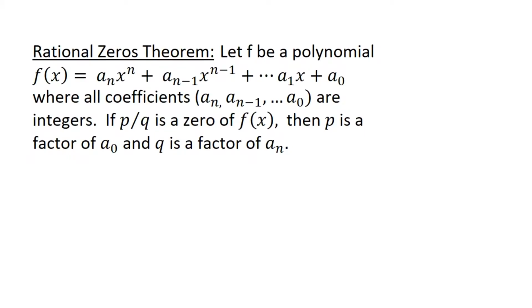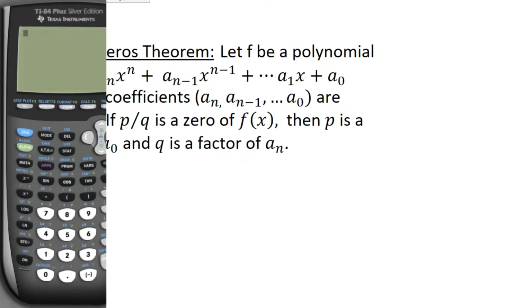In order to solve this problem, we're going to have to use the rational zeros theorem. If we have a polynomial f of x equals a sub n x to the power n, etc., and all the coefficients are integers, then if we find a zero p divided by q, p is a factor of a sub 0 and q is a factor of a sub n.